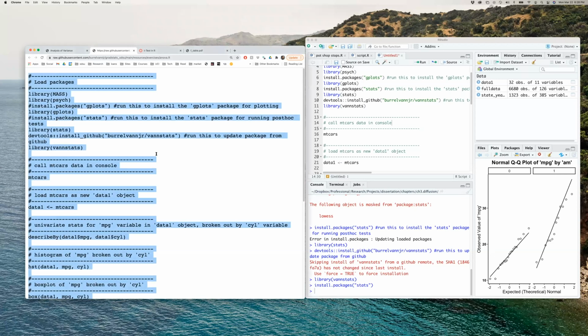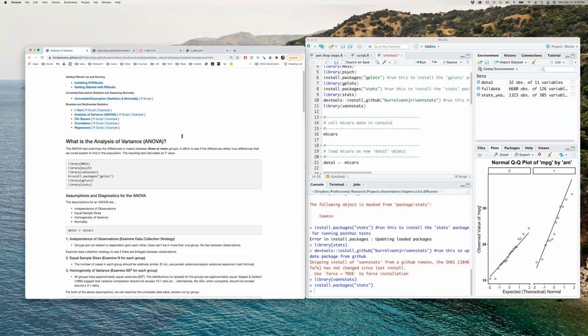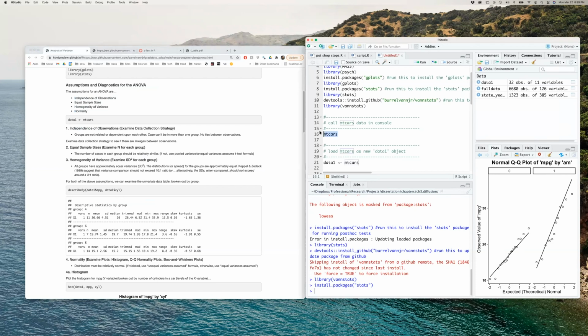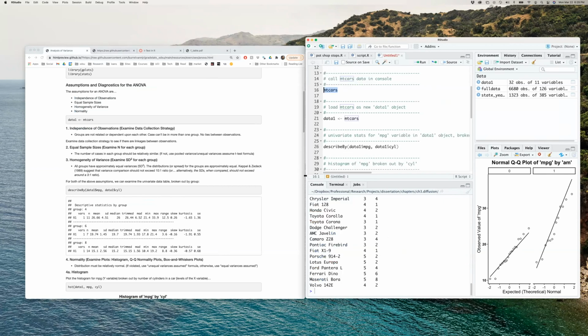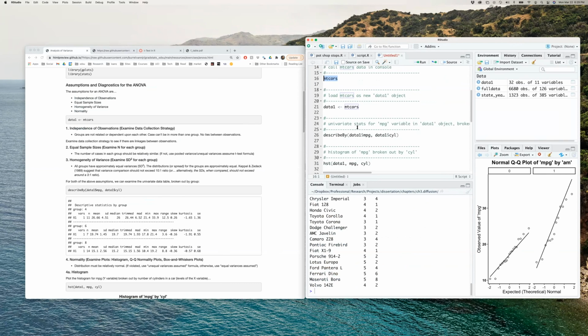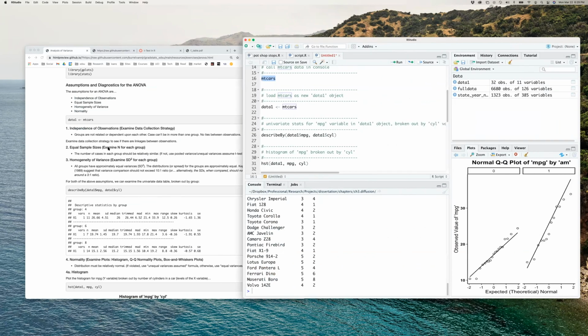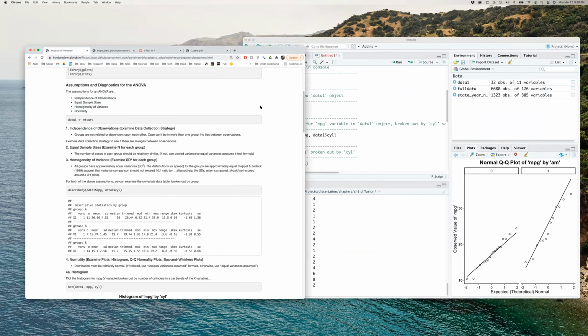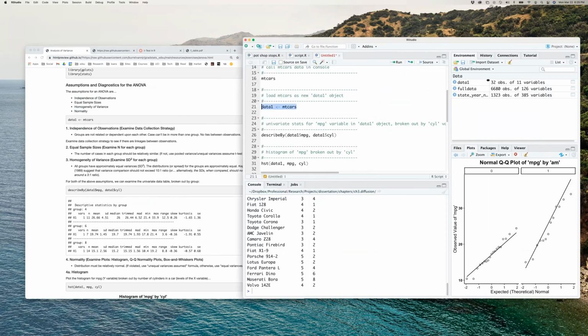We'll come back here. Our packages are loaded. In this next line, you can run the mtcars data. We know what the mtcars data looks like, so we don't need to see it all the time. What I'm doing here is creating an object so that I can run the stats on it. So data1 is now mtcars.